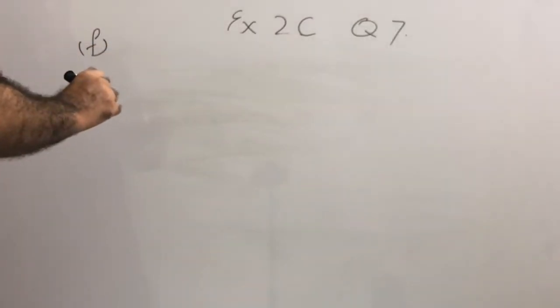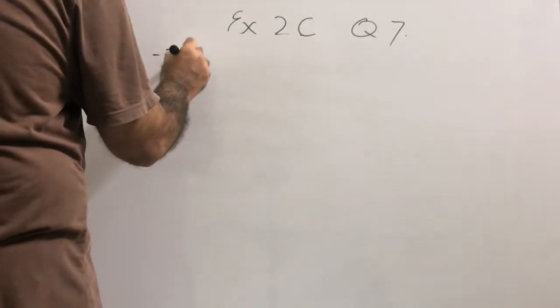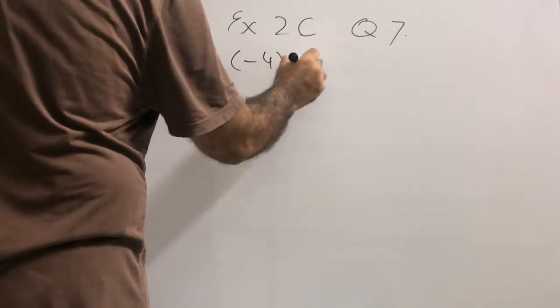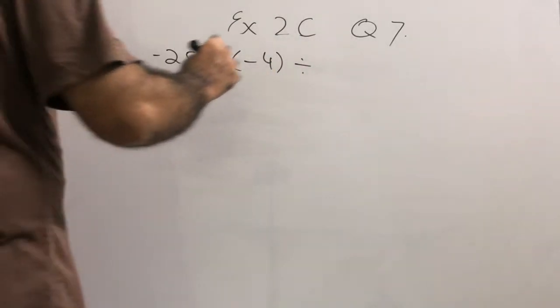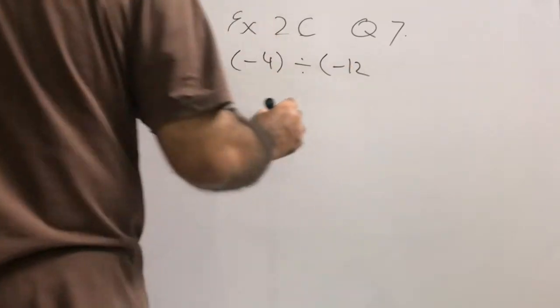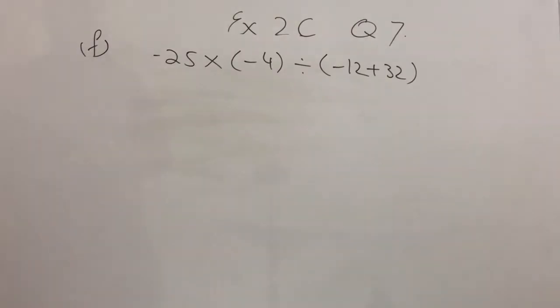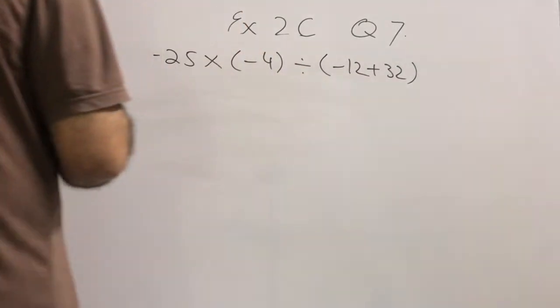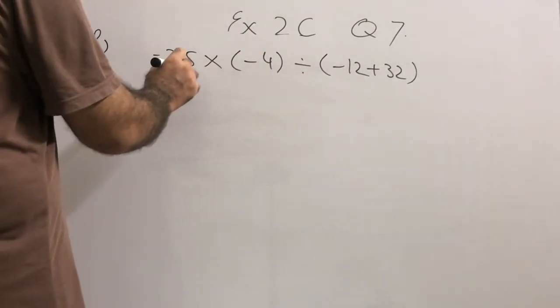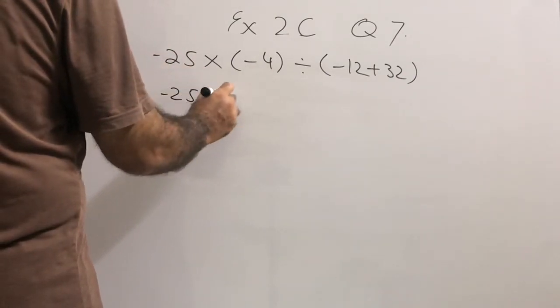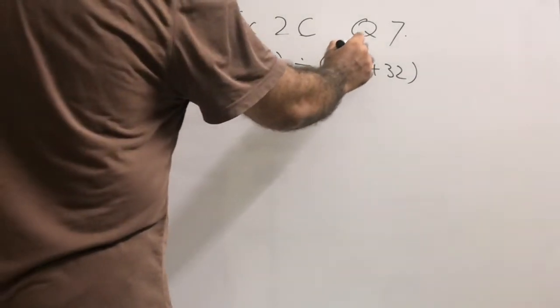Part F is minus 25 multiplied by minus 4 divided by minus 12 plus 32. Here, first of all, we need to solve this bracket. We also need to open this bracket. This is minus 25 multiplied by minus 4 divided by minus 12 plus 32.